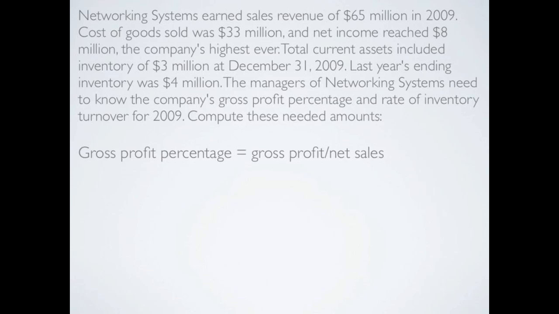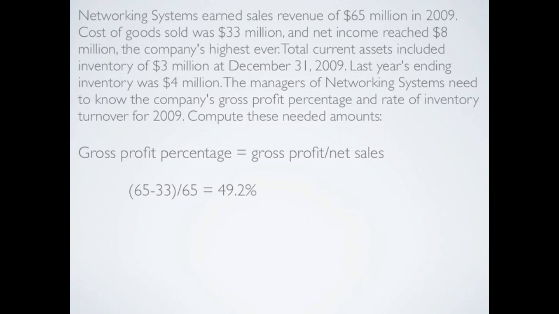So the first thing we have to do is find our sales revenue. They tell us that was $65 million in the first line of the problem. They did not mention any contra revenue accounts in the story, so we assume there aren't any. So sales revenue is the same thing as net sales, $65 million. From that, we need to subtract our cost of goods sold, which they tell me in line 2 is $33 million, and divide that by my net sales of the $65 million. That will give me a gross profit percentage of 49.2%.